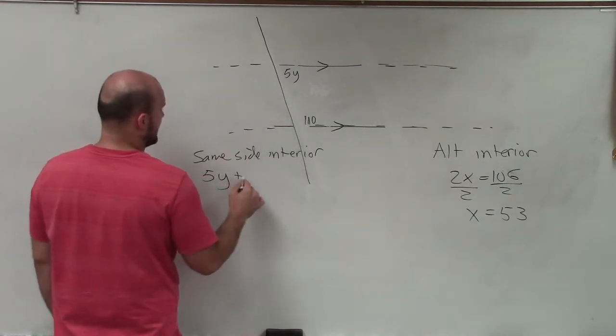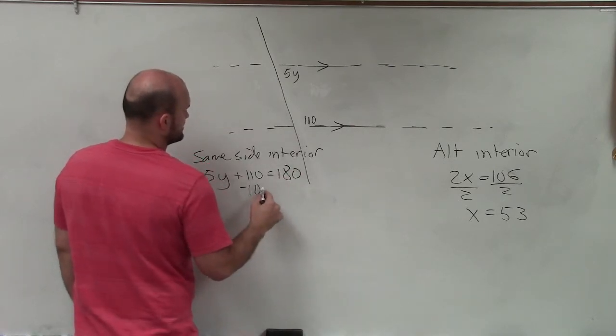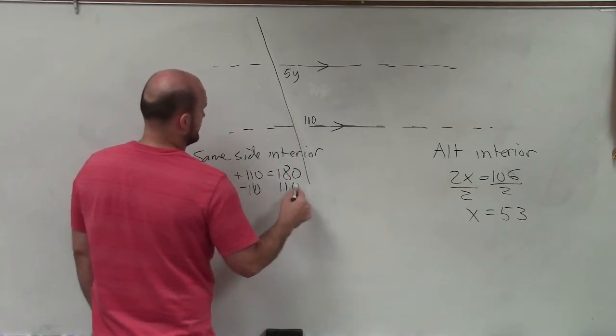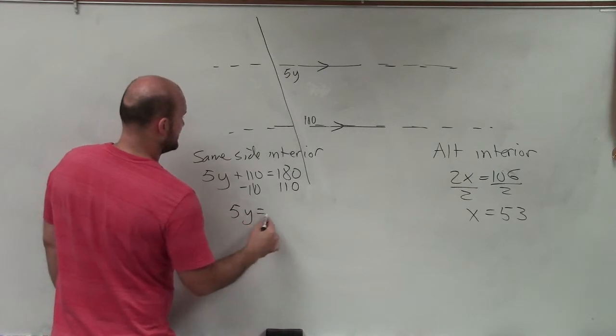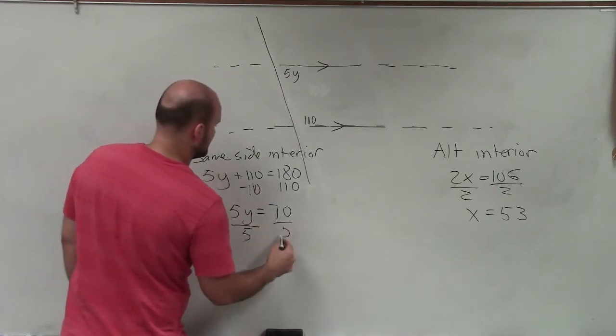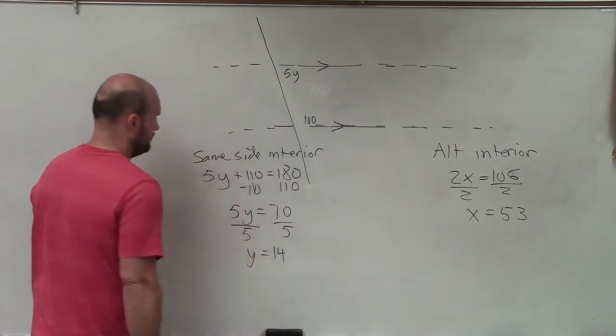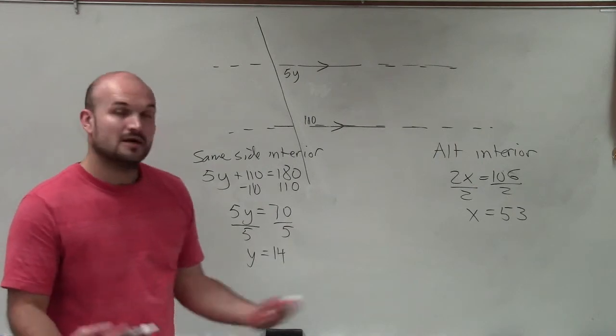So I can say 5y plus 110 equals 180. Now I subtract 110 on both sides, and I get 5y equals 70. Divide by 5, y equals 14.